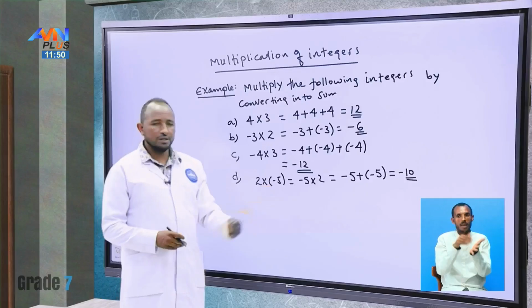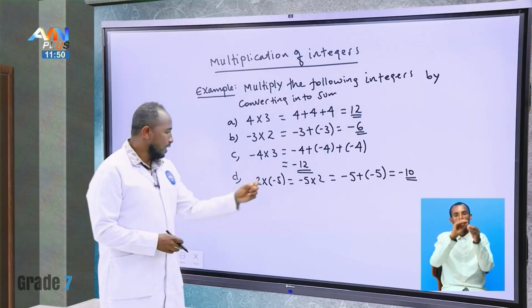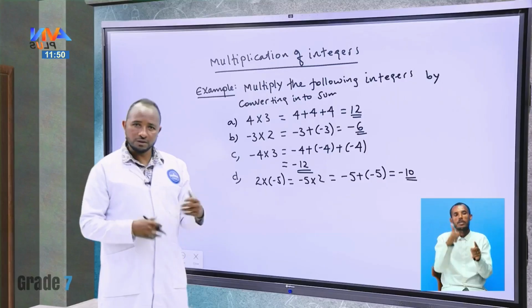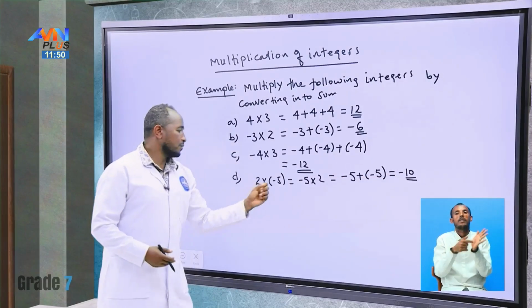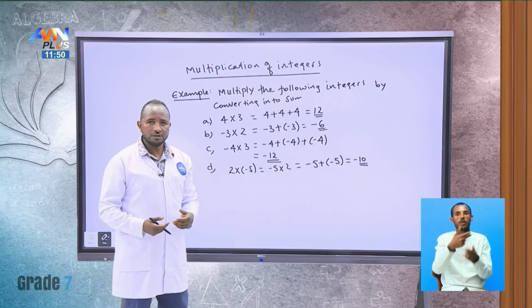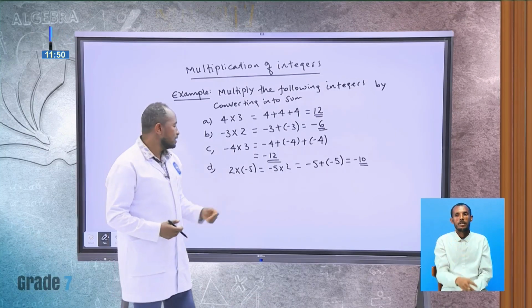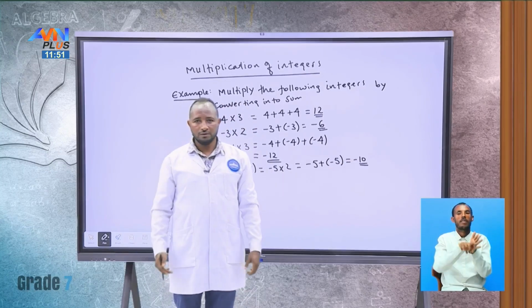Again, look at this example. When you multiply these two numbers, one is positive, the other is negative. In this case, simply put the negative sign and take the product of the two numbers, 2 and 5. 2 times 5 is this much? Here it is 10. Therefore, the correct answer for this will be -10.